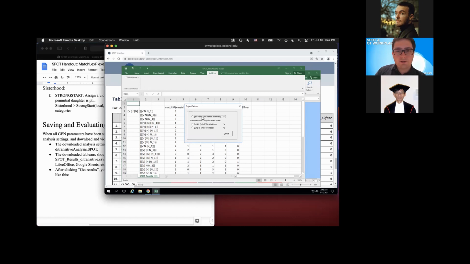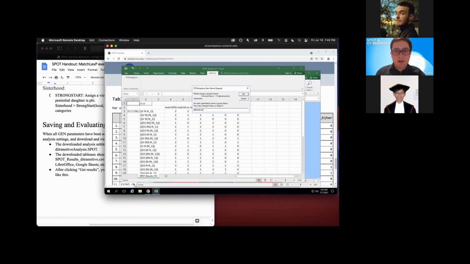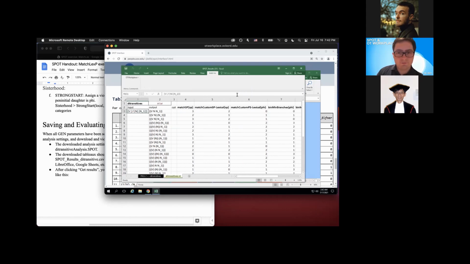And then you'll want to choose this first option that says New Name. So we're going to make a project and give it a name. And now you can name your project whatever you want. We can just call this ditransitive since we're looking at the ditransitive construction. And then once you type in a name, you press OK. And OTWorkplace will add these labels like input, output, etc., so that it's ready to run the factorial typology.